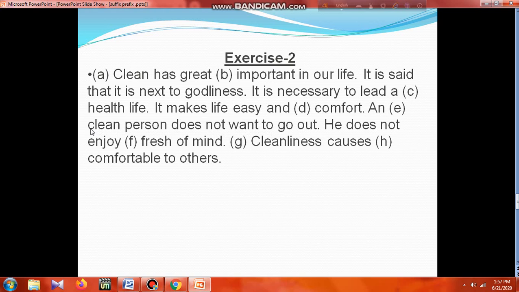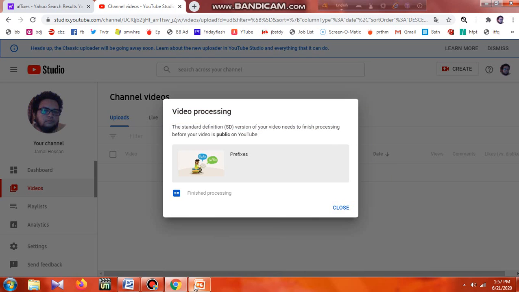So it would be like an unclean person, he doesn't enjoy freshness of mind. Cleanliness causes comfortable to others. So uncleanliness is comfortable. So let's check the answer.